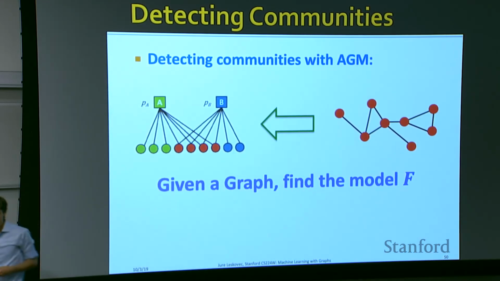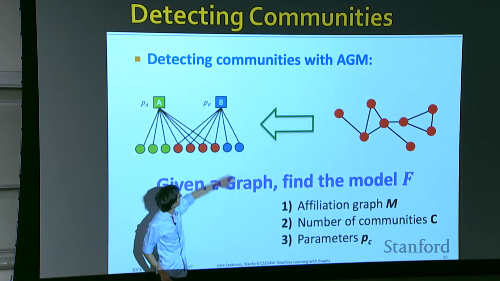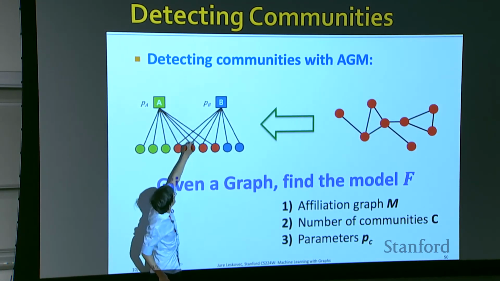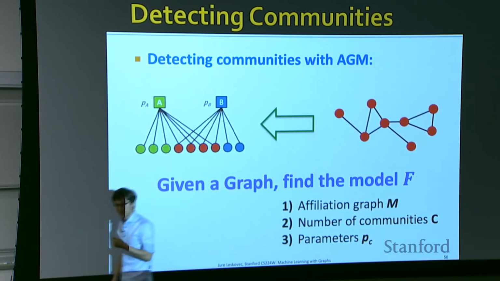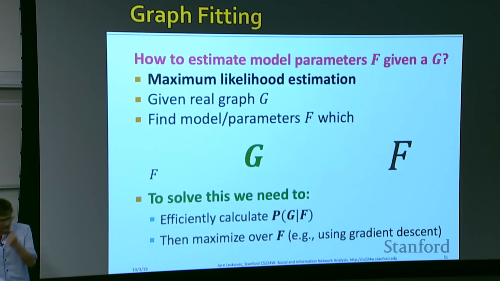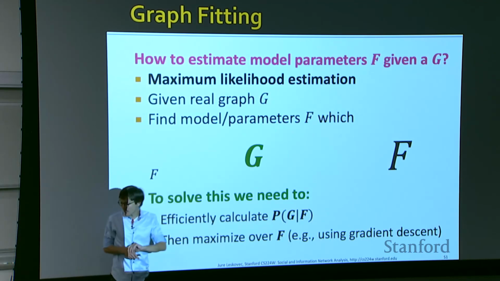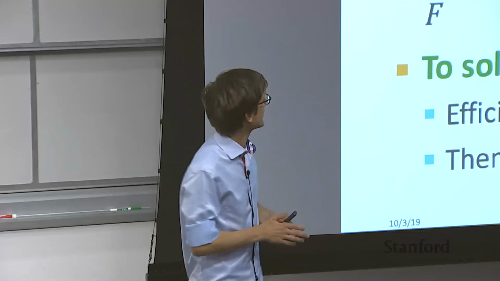So let's figure out how to do this, right? When I say find the model, what do we need to find? Given this graph, we need to find the number of communities, and then we need to find these community parameters P sub C. So let me tell you how we are going to do this. And if you haven't yet seen this, this is an example of what is called maximum likelihood estimation. So let me tell you how this works, right?